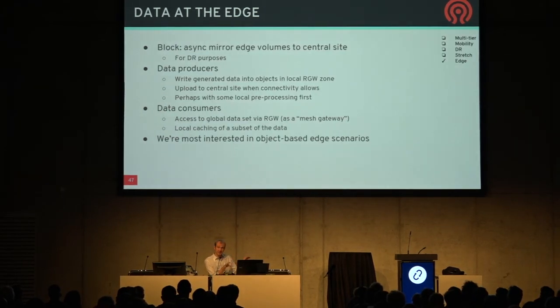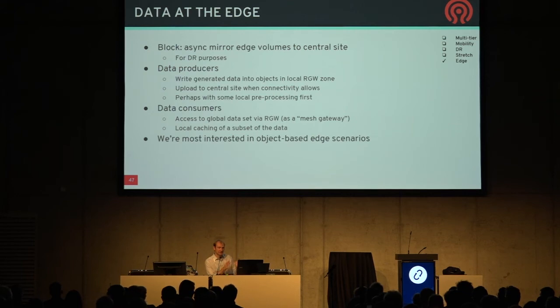And when you think about what data is actually going to live at these edge sites, there are a couple of different scenarios. The simplest might just be that all the volumes in the edge sites would be replicated back to a central site, so if the edge site disappears, you have a disaster recovery backup. That's something you can do today.